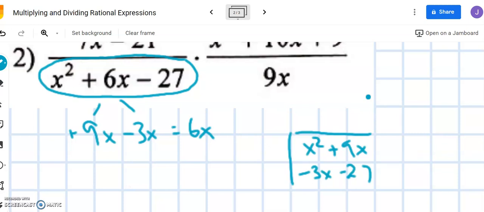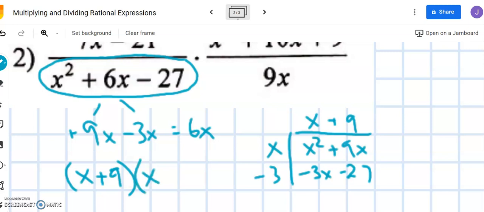Then when we factor everything out, we can take an x from the top row. We need a minus 3 here and a plus 9 here. So my factored form for the denominator of that would be x plus 9 and then x minus 3.